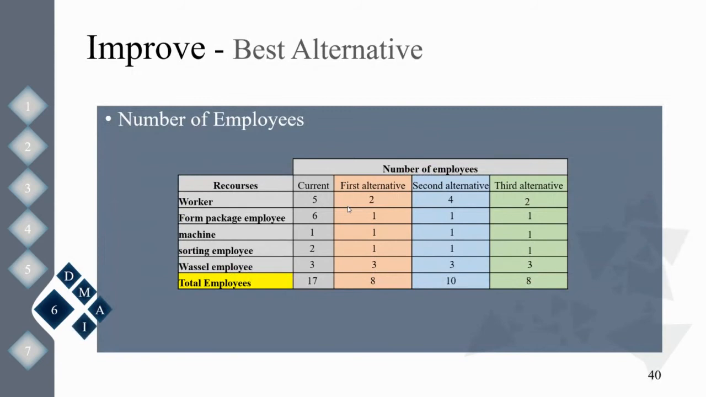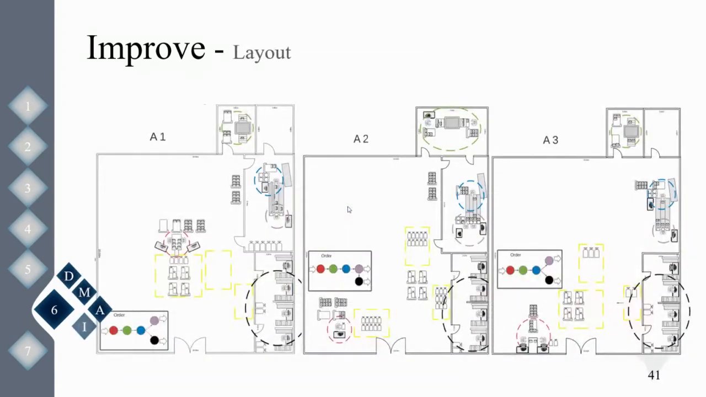Here is the number of employees for the current situation and the alternatives, where the current is 70 employees and the first alternative is 8, the same as the third alternative. However, the second alternative is 10 employees. Here is the layout for the three alternatives, where the first alternative is the same as the current. However, in the receiving area, the process is located in the center of the receiving area. The second alternative combines two rooms at the top to make free space for the inspection room, and the third alternative removes the glass walls of the sorting room.